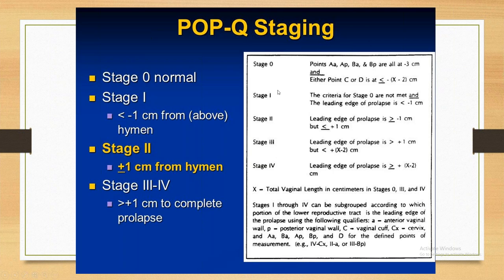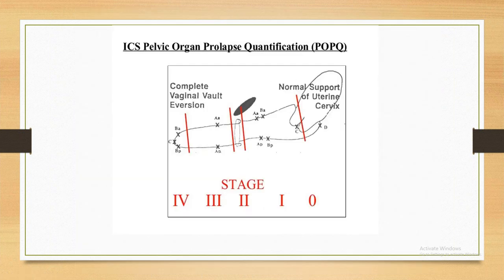For apical, we have to see C and D points. Whenever the uterus is there or not there, C point we have to take. When the uterus is not there, D point will not be there, so it is post-hysterectomy prolapse. When C and D are both there, the uterus is intact.